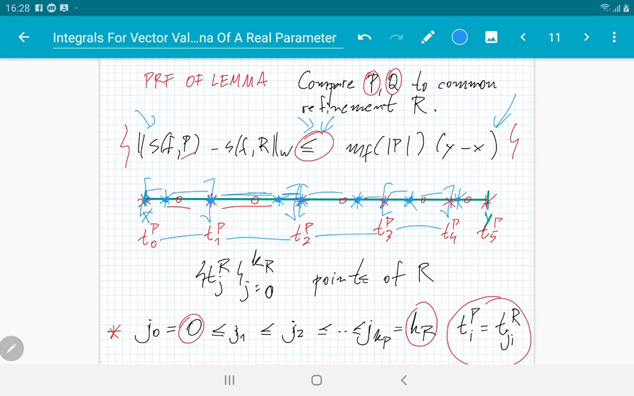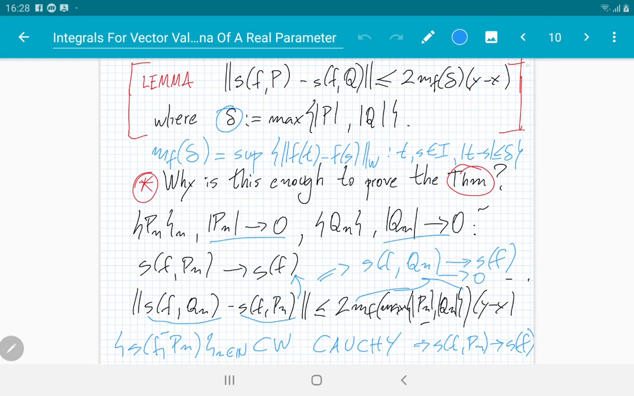And that means that I can compare the Riemann sums of P and R, also of Q and R, and then if I combine the two, I have that key lemma that allows me to compare Riemann sums for any two partitions. And this is the end result.